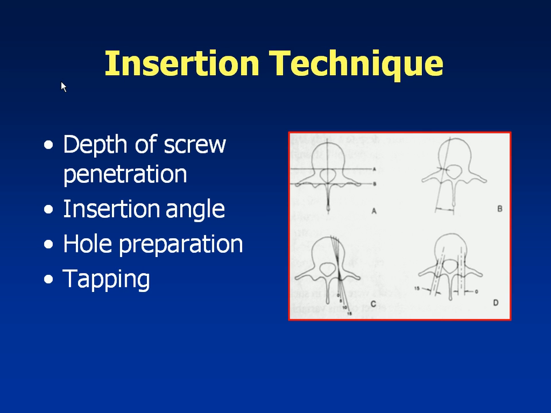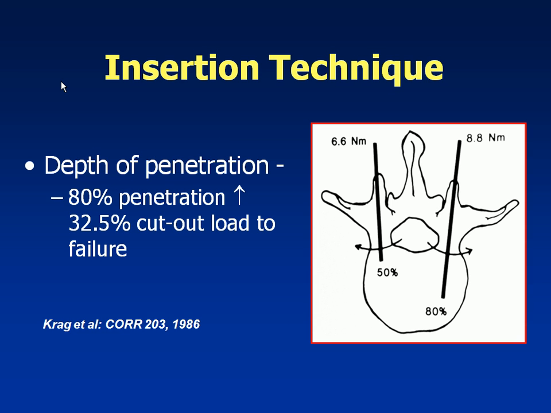Depth of screw penetration, insertion angle, and hole preparation and tapping are the key features that we should be very careful about during insertion of the pedicle screws. Regarding the depth of the screw, this biomechanical study has shown that 80% penetration, when compared to a 50% depth of penetration, increases the cutout load to failure by at least 32 to 35%. And ideally, we should get a bicortical purchase for the osteoporotic spine.